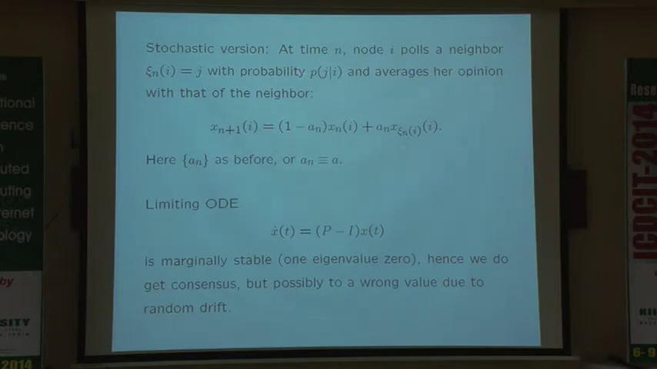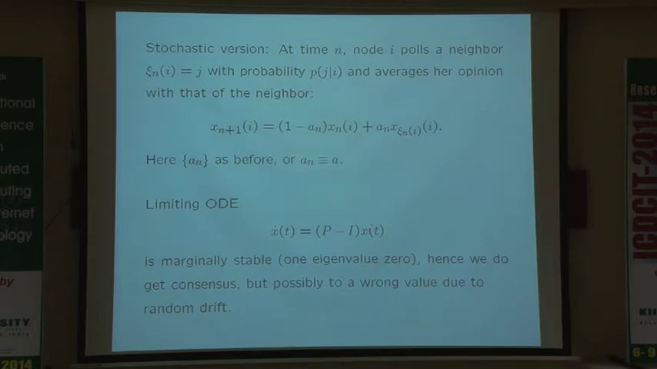Now if you consider the stochastic version, you get into trouble already. For example, if you have a wireless medium, you cannot listen to all your neighbors at the same time, because not everybody can transmit at the same time. So what you would do is poll one neighbor: at time n, node i picks a neighbor psi_n(i), and takes the average of its own previous value and what psi_n(i) thinks. So this is a stochastic approximation again. Now the limiting ODE becomes x dot = (P - I) x(t).